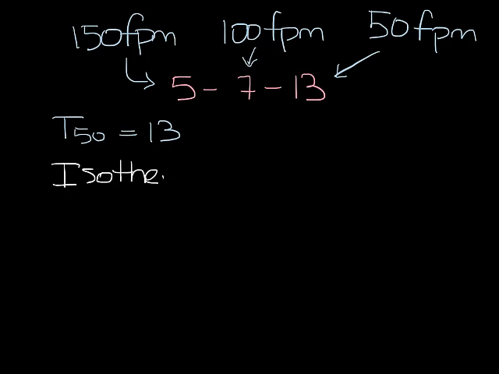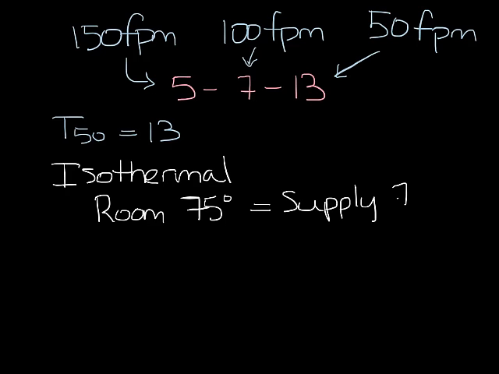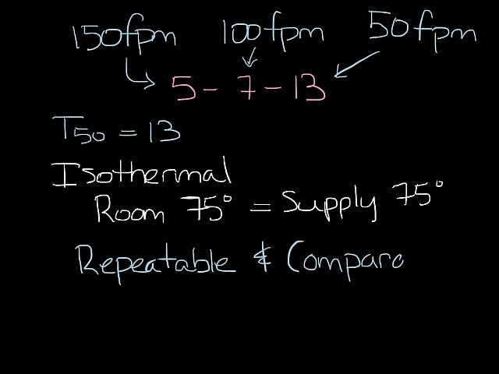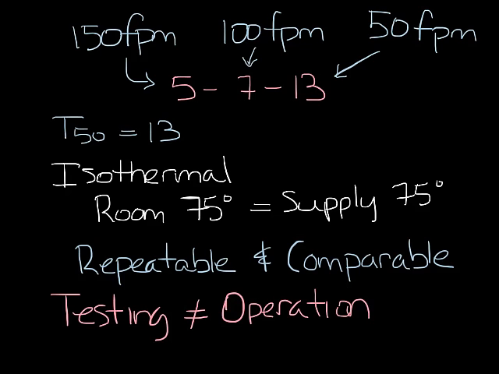One important thing to remember is that all catalog data is taken in isothermal conditions. This means that the supply air is the same temperature as the room air, say a 75-degree supply in a 75-degree space. Testing in isothermal conditions allows us to have repeatable, comparable throw data, but it's not typically how an HVAC system operates. Luckily, there are some rules to help you correlate isothermal catalog data to heating and cooling throw distances.